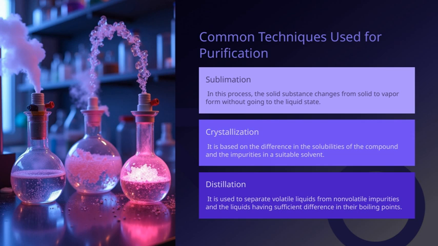Finally, sublimation. Sublimation is a fascinating process where a solid turns directly into vapor without melting into a liquid first. This is especially useful for purifying substances that sublime, as the impurities that do not sublime are left behind. All these techniques, distillation, crystallization, and sublimation, are key tools in our laboratory arsenal, helping us isolate and purify compounds efficiently in line with our overall goal of obtaining pure substances.